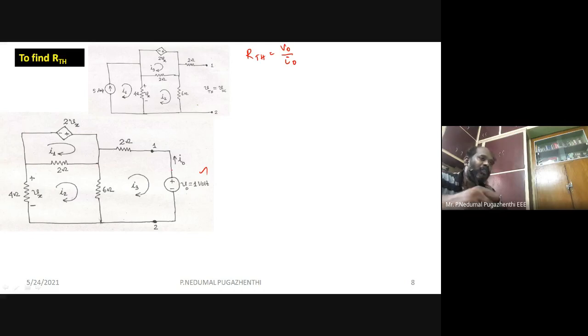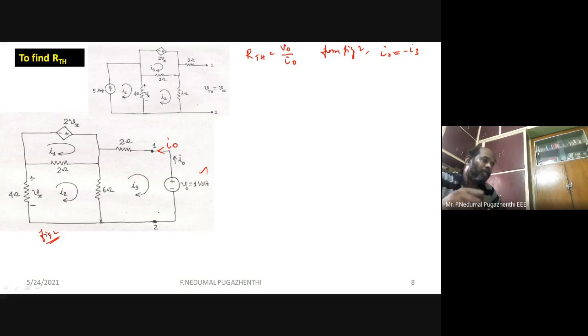So what is I naught as per figure 2? What can I write from figure 2? I naught is equal to minus I3. You can see I naught is coming here, and I3 is in the opposite direction, so I naught is equal to minus I3.